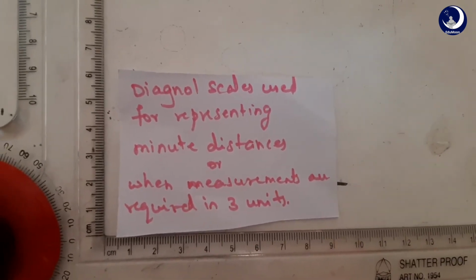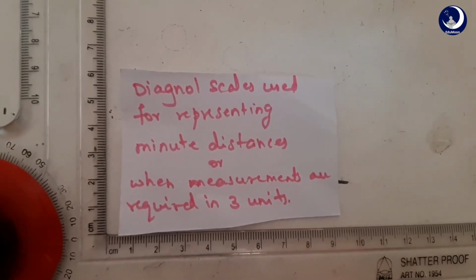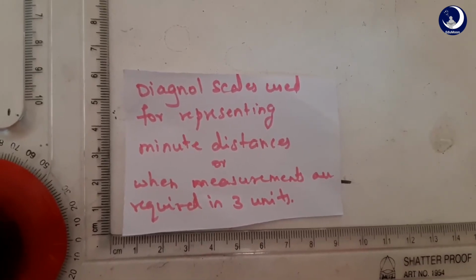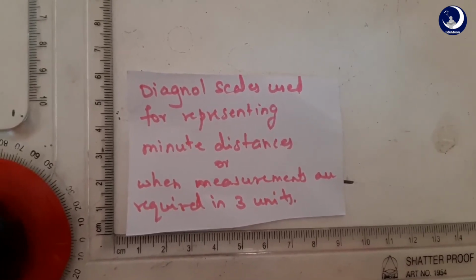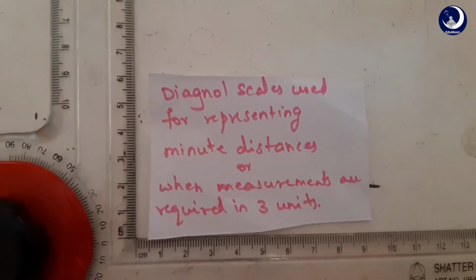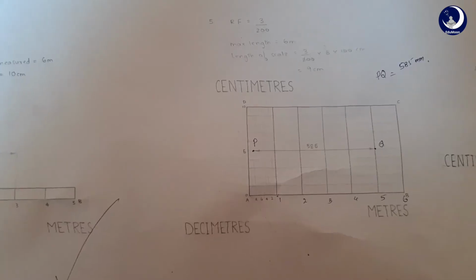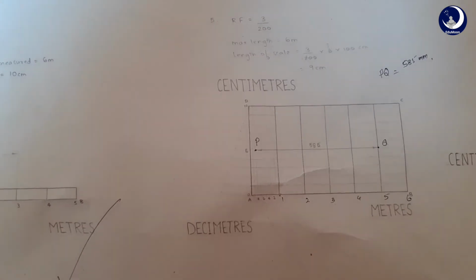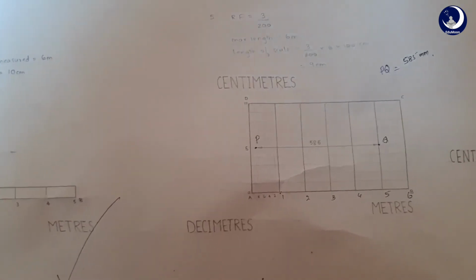Next scale, that is the diagonal scale. A diagonal scale is used for representing minute distances or when measurements are required in 3 units, such as yard, feet, and inch. Let us take a look at an example. This is an example of a diagonal scale question.